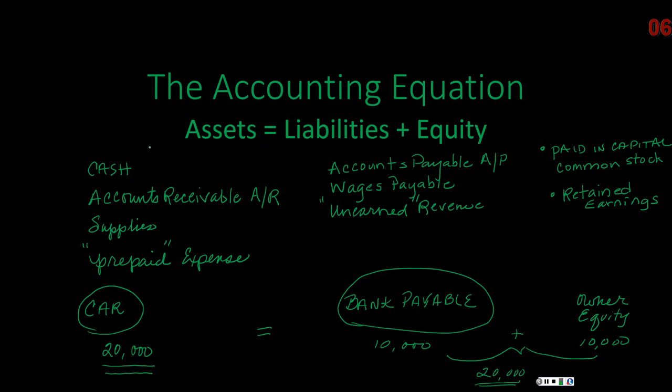Assets are those things a company owns. Liabilities are those amounts that are owed by the company. And then the equity would be the owner's claims to those assets.